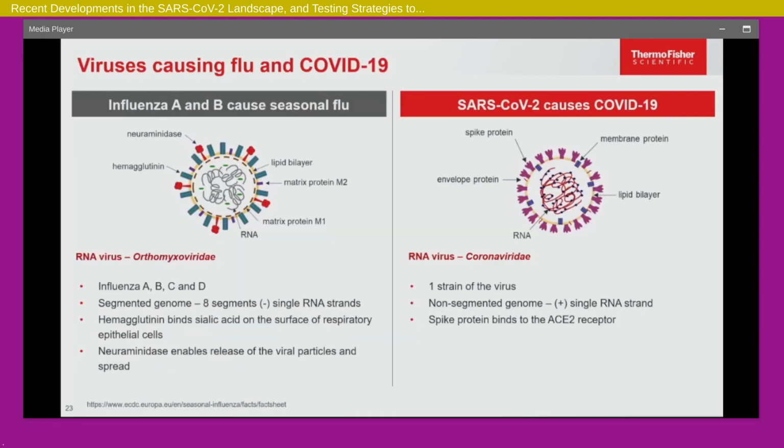I put these side by side because you can see how these two viruses are similar and different. They look very similar, but actually they are quite different. They're in different classes. Both are RNA viruses, but one is an orthomyxoviridae and one is a coronavirus, which is a coronaviridae. You can see the structure: the capsule, and then these different proteins on it.